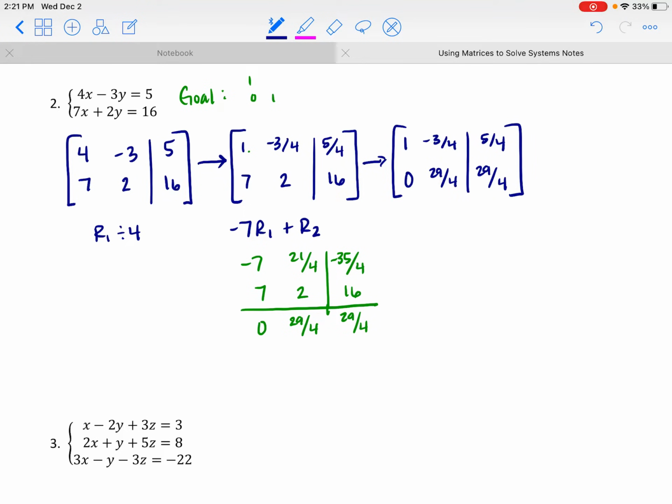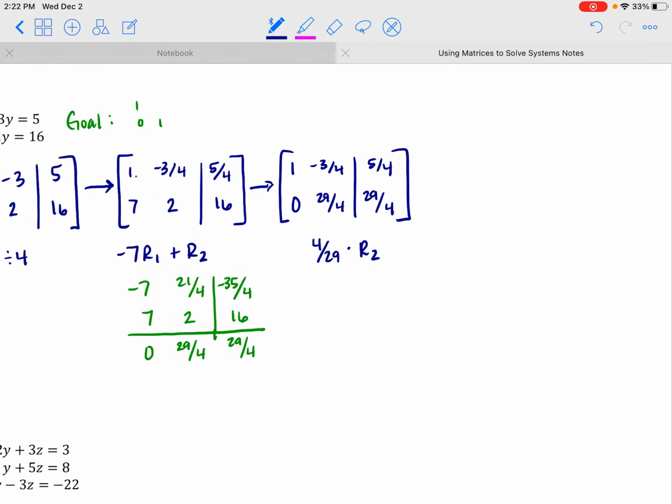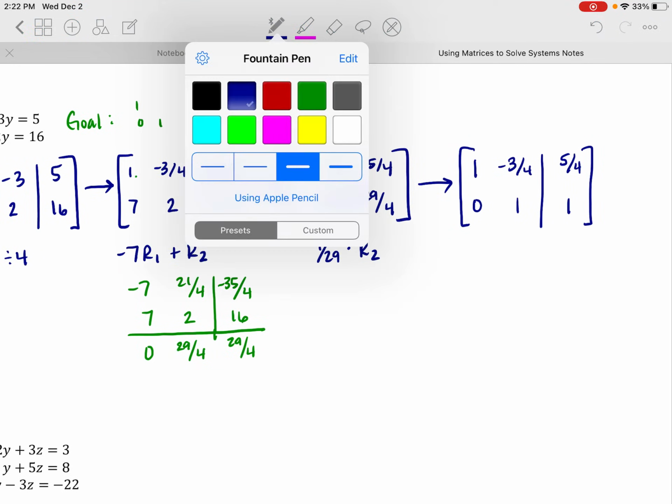I'm going to go ahead and multiply the second row by 4/29 to make a 1 right here. So I'm going to do 4/29 times row 2, again, to change row 2. Doesn't change my 1, -3/4, or 5/4. But 0 times 4/29 is 0. 29/4 times 4/29 is going to be 1, and then the same thing here, and now I'm basically done.